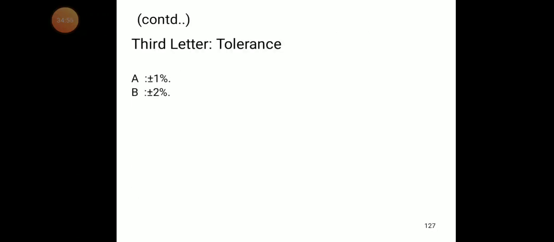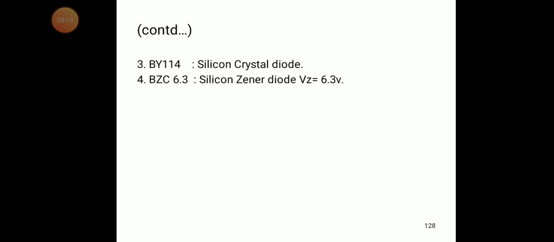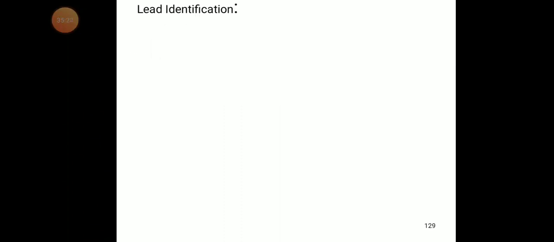Third letter we have like this percentage. So like this we have BY114, where B means silicon and Y means crystal diode. That is the meaning. B is silicon, Y means crystal diode. BZC means B is silicon, Z means Zener diode, and 6.3 is the Zener voltage. Silicon rectifier diode. Like this we have different names.